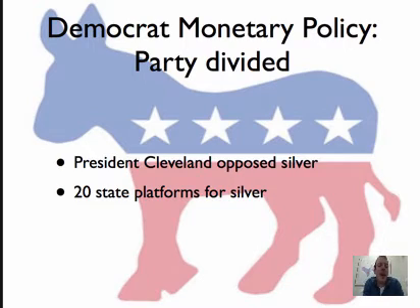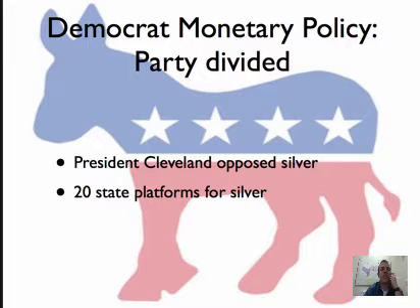The Democratic Party is divided. The Democratic Party is controlled by Southern politicians. It is much more of a sectional party than the National Republican Party. And the party is really split over the silver issue. They have the president in office, Grover Cleveland, and he was opposed to using silver. He likes the gold standard. But 20 different state Democratic platforms supported using silver.